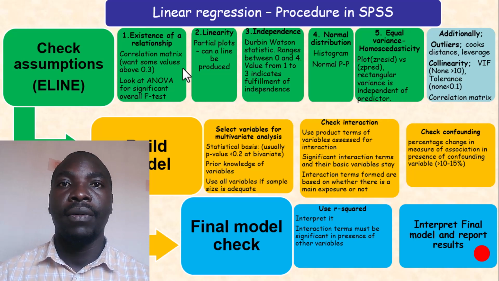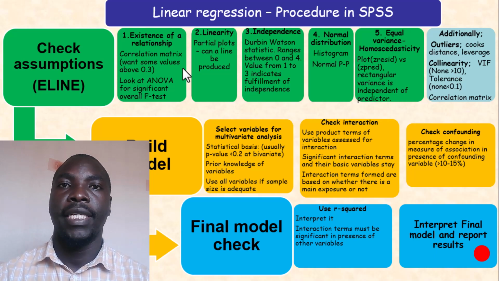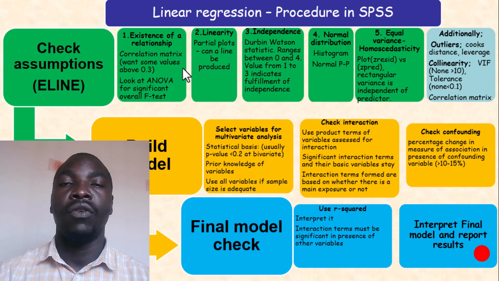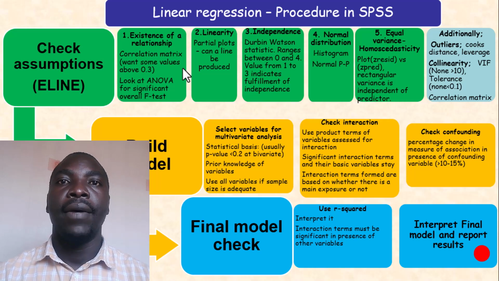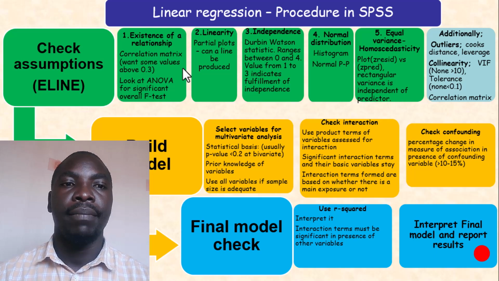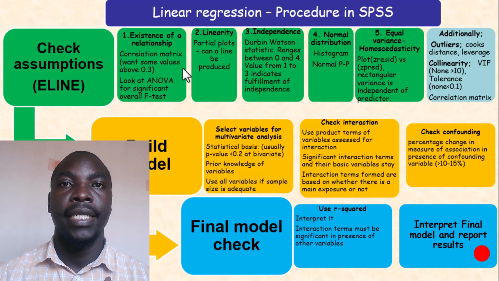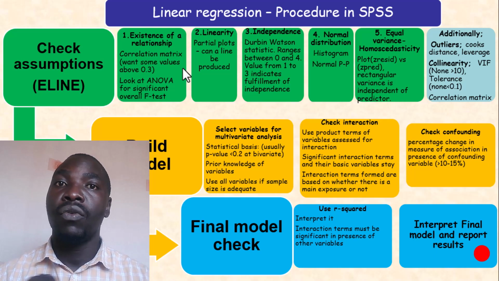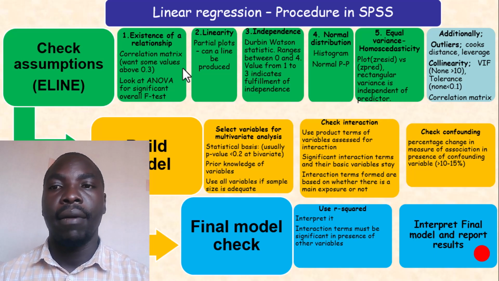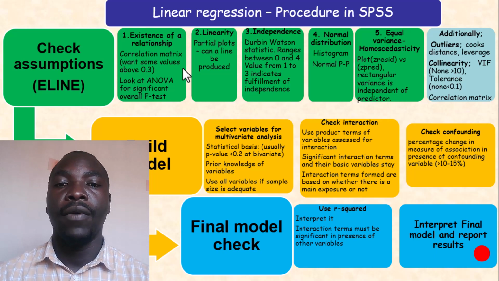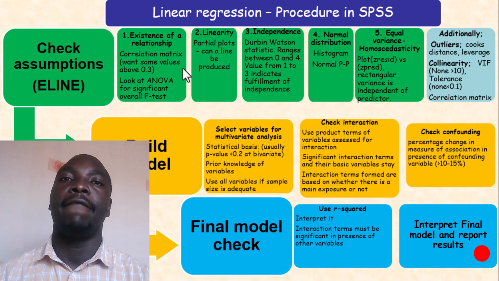In the first episode, we looked at an overview of all the steps in their right order of how to conduct a linear regression. In our second episode, we tested for the assumptions of linear regression practically in SPSS. So today, we go to the second step of analysis, which is building a model. And in this, there are 3 things we have to do: 1, selecting which variables we shall include in our model, then check for interaction, and then check for confounding before we come up with a final model.